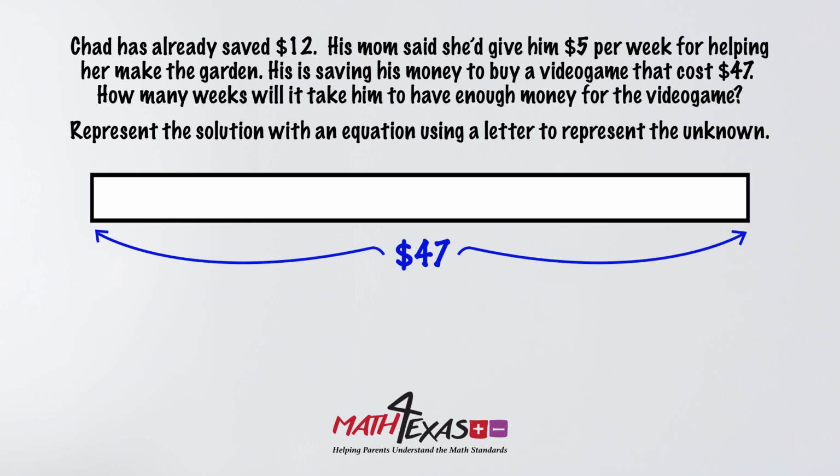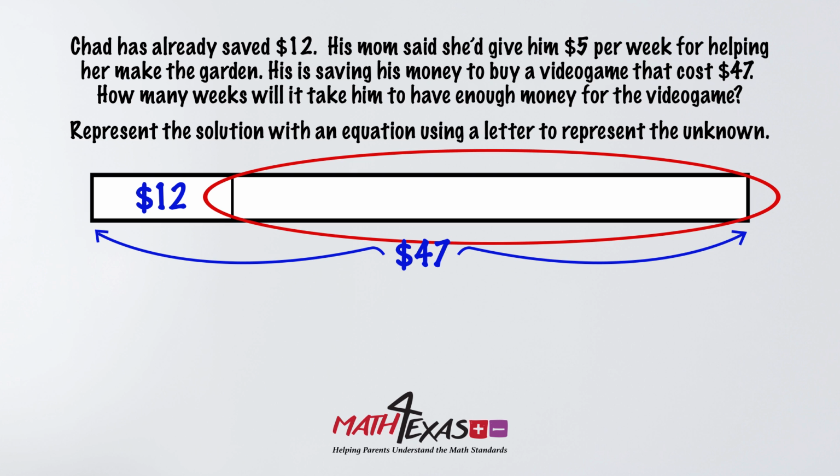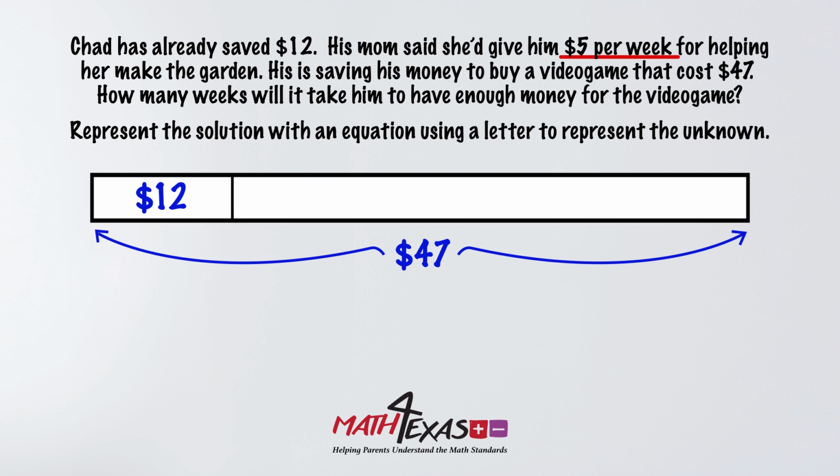We know that Chad already has $12, so that is a portion of this $47. And for the remaining amount that's left to make $47, he's going to be earning $5 per week. So our unknown is how many weeks it's going to take him to do it. We're going to use W to stand for the weeks. So we know that $5 and $5 is going to repeat each week. We just don't know how many weeks.